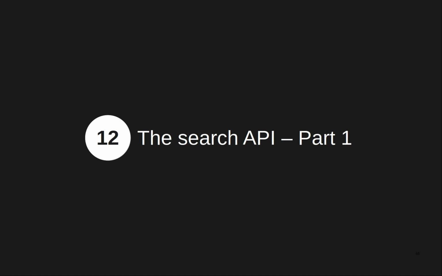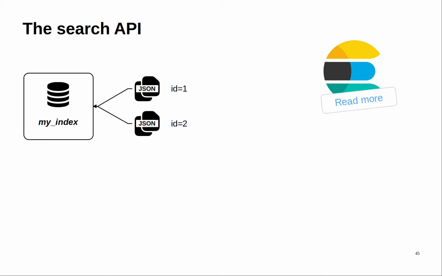Hi everyone! In this video, I will show you how to use the Search API in Elasticsearch. In the previous videos, we have seen how to create an index, add documents, update them, and delete them if needed. But how do we actually make use of these stored documents? The answer lies in the Search API.